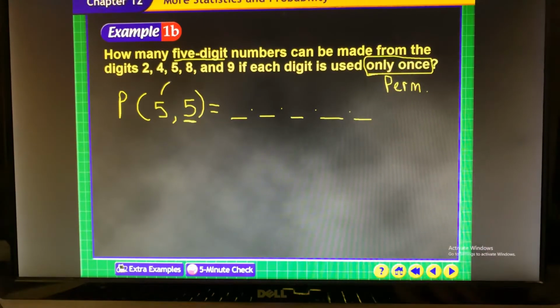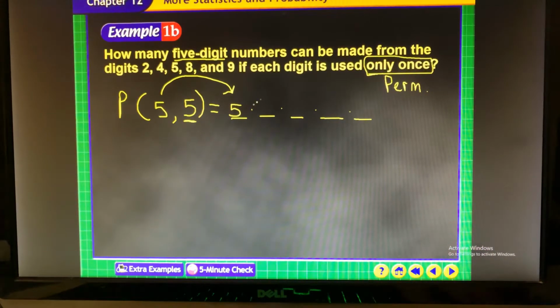This tells me what to start with and count backwards. The first, I have 5. Remember, you only can choose it once. So when I first start off, I can choose from all 5 numbers. Once I use one number, I only have 4 numbers left. Then I only have 3 numbers left, 2 numbers left, and 1 number left. So this is a complete factorial, is what it's called.